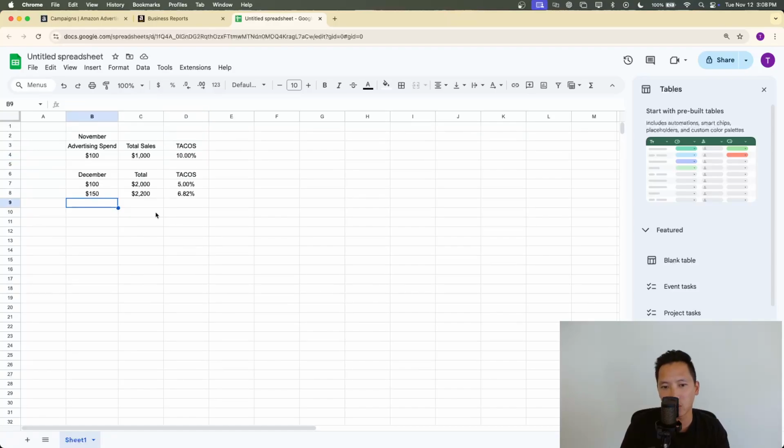So you maybe want to take this up to $180 and say this generates $3,000 in sales. And now you're at 6%, or even you could play around with these numbers and sort of figure out where your optimal TACoS should be at based off of the profit margin that you want. So really important metric to look at when you look at the efficiency of your advertising.